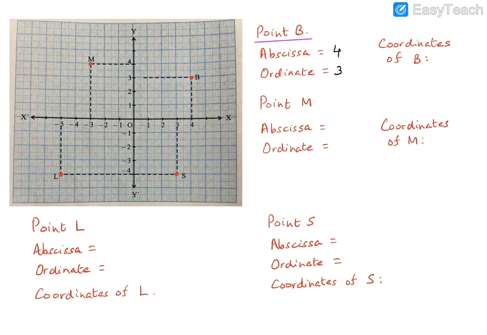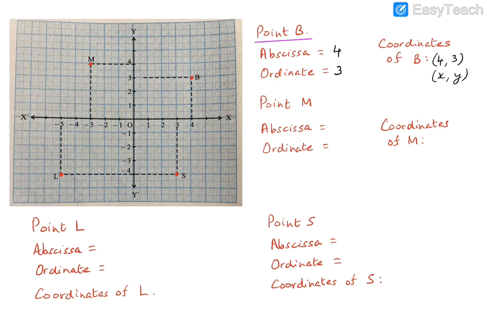So therefore the coordinates of the point B, which we denote as x comma y: the x coordinate is 4 and the y coordinate is 3. So we get this point B represented as 4 comma 3. The x coordinate is also called the abscissa, and the y coordinate, which is 3, is called the ordinate.